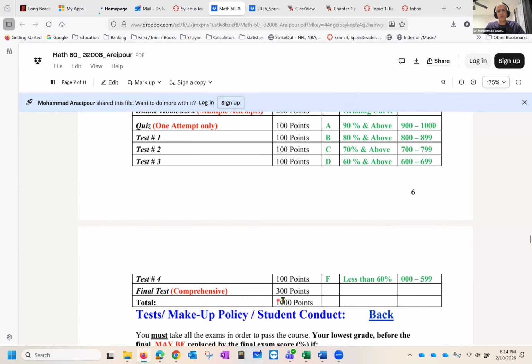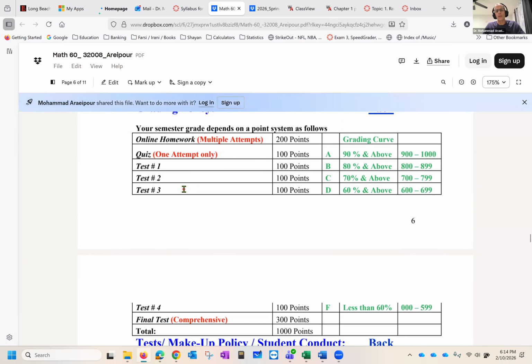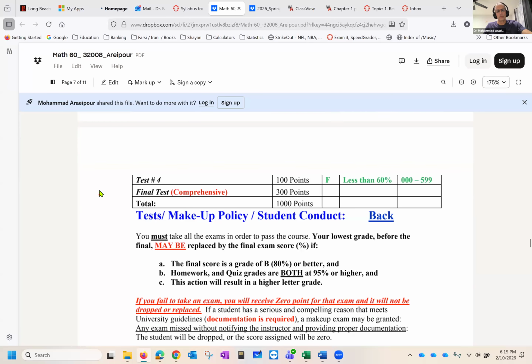And this is a point system. We receive a total of 1,000 points, everybody. 90%, that means 900 points and above, is an A. 80%, that means 800 to 899, is a B. 70%, that means 700 to 799, 70% and above, is a C, and so on. So it's pretty straightforward.